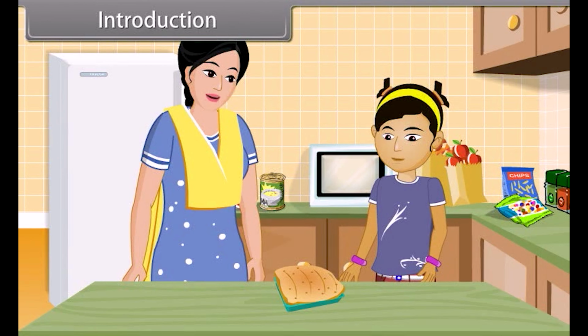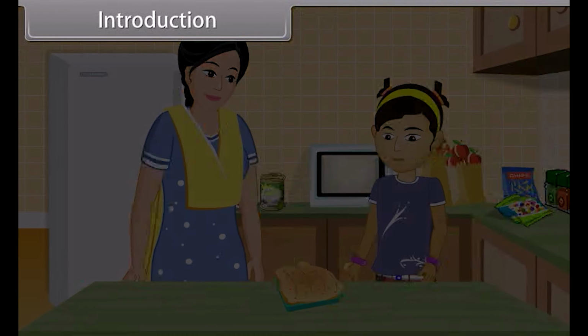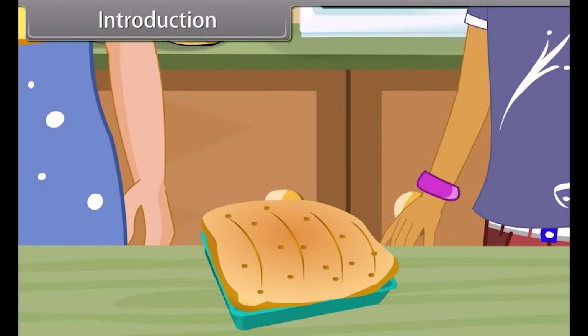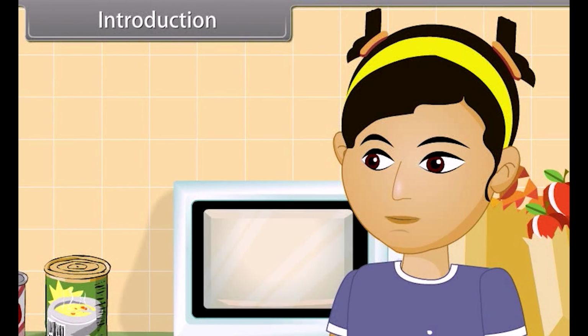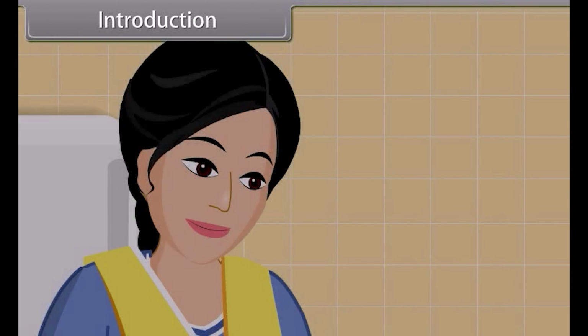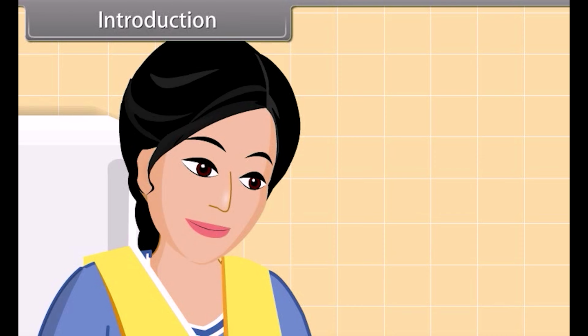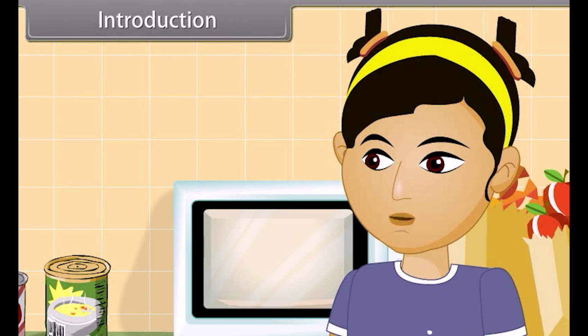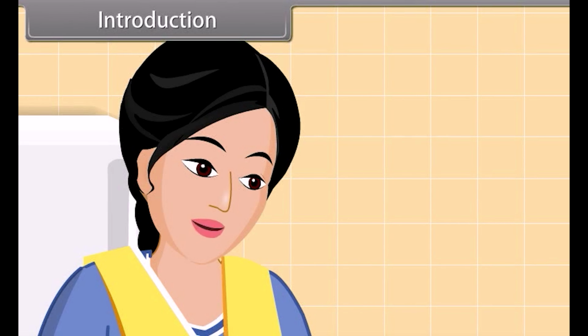Now our bread is ready to serve. It's looking quite good. Mother, can I ask you something? Yeah, sure. Why did you add yeast in the mixture? Okay, I will tell you.